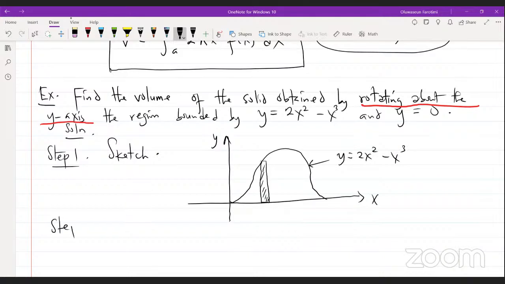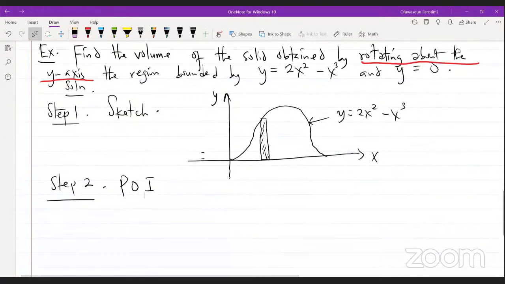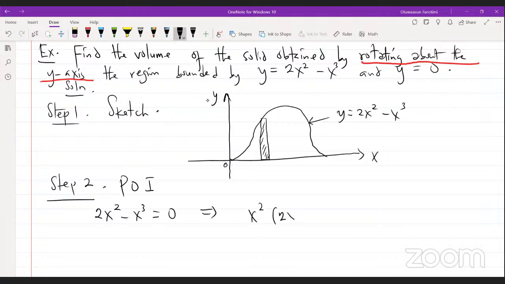Step 2, point of intersection, POI. So how do you do that? Of course, this is my origin, 0. You set these two curves equal to each other. You have 2x squared minus x cubed equals 0. So we're interested in solving this. x squared is common, so you have x squared times 2 minus x equals 0.